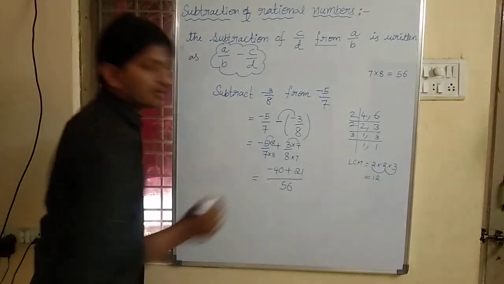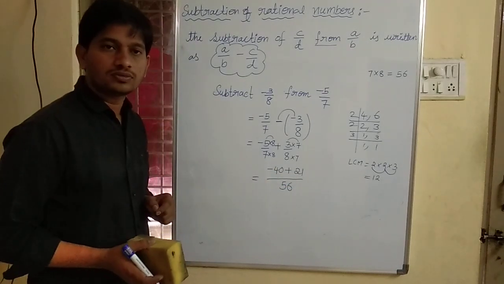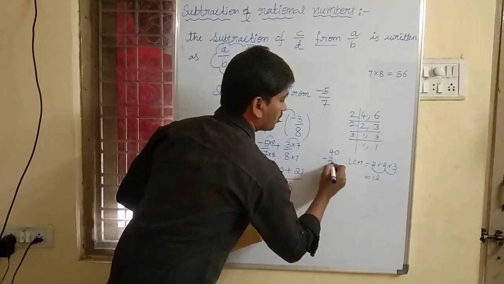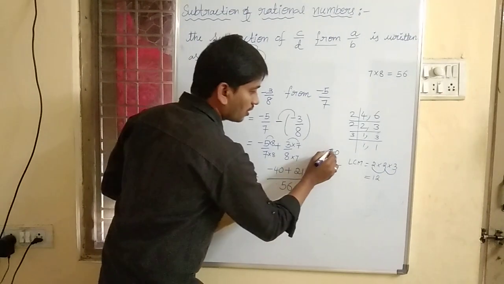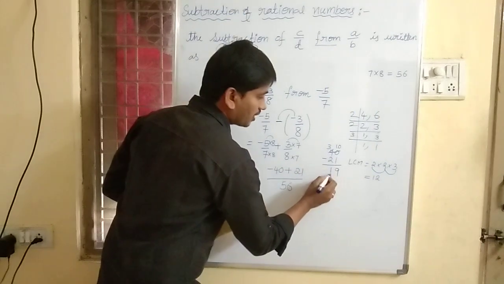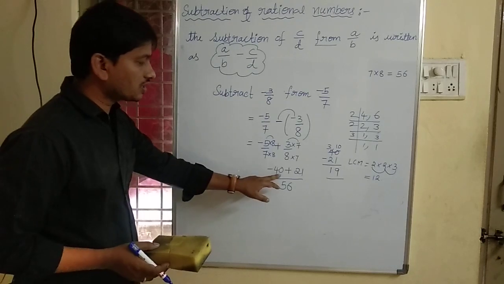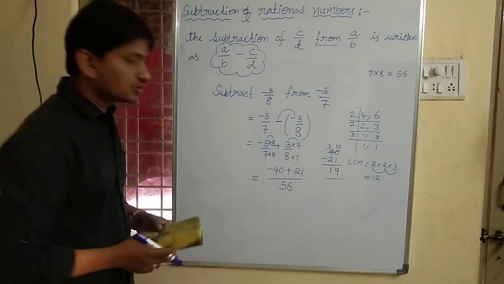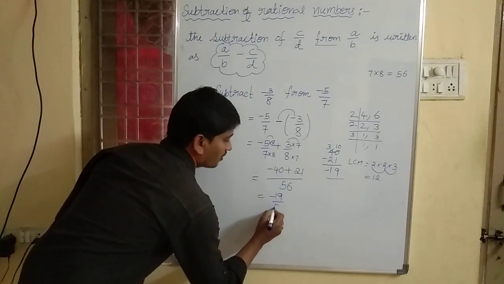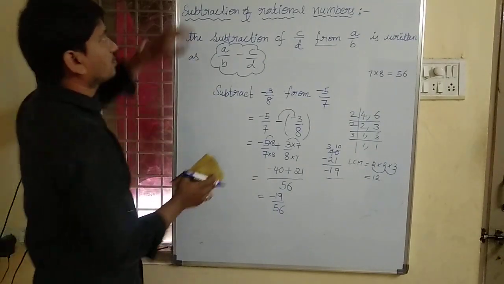That is minus 40 plus 21. One is a negative number and the other one is a positive number, so we have to subtract. That is 40 minus 21, that is equal to 19. And here the bigger number is 40, which is negative, so the result is also negative. So the answer is minus 19 by 56. One more example.